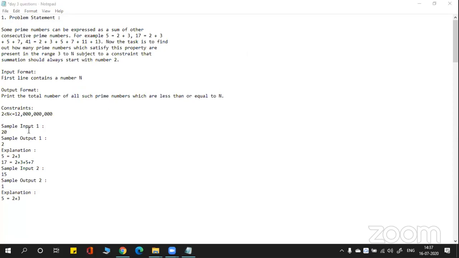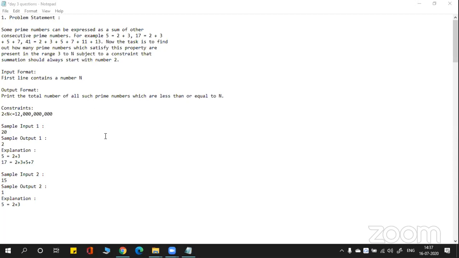They gave some sample inputs. For example, if the sample input is 20, then the output should be 2, because there are only two numbers satisfying this condition. If it is 15, there should be only one number, because only 5. This is the question.